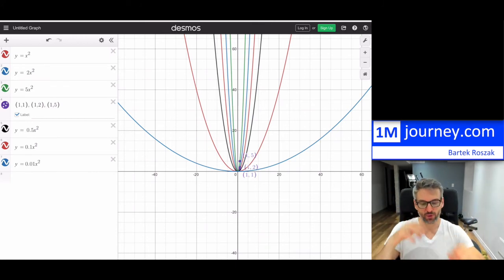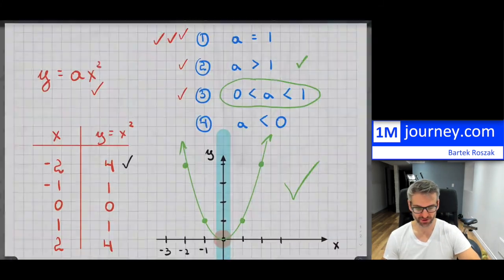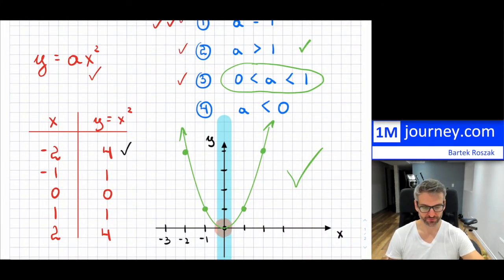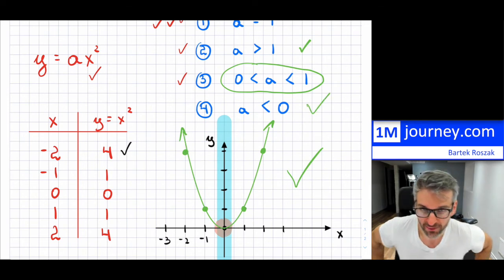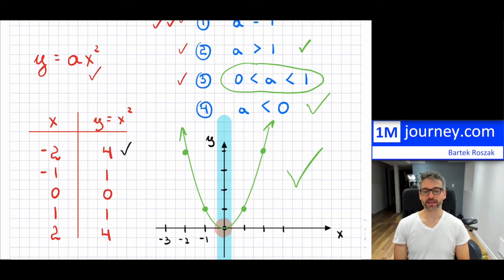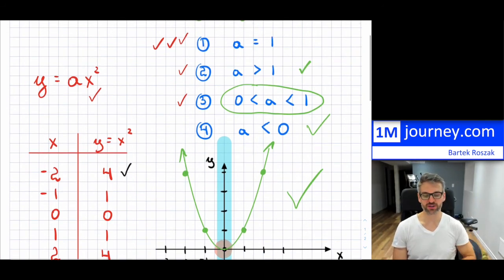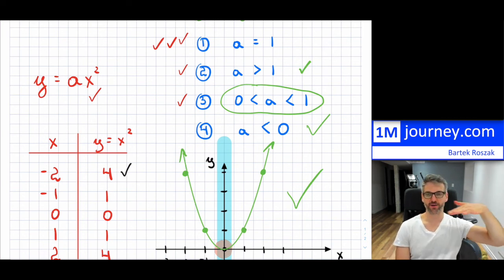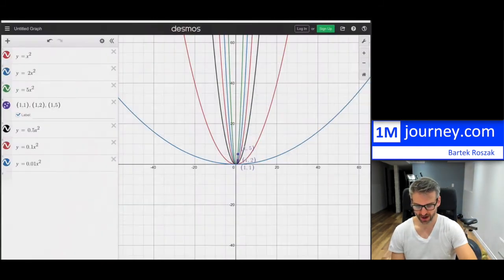Now, what I want to show you with the last particular case here is this one, when a is going to be less than 0. So basically we're going to take all of these 3 cases and make them negative. So let's say a instead of equal to 1, let's make a equal to negative 1. If we make it negative 1, you'll notice that it's going to be a reflection along the x-axis. So it's going to just reflect right across. Let's take a look at that right here.